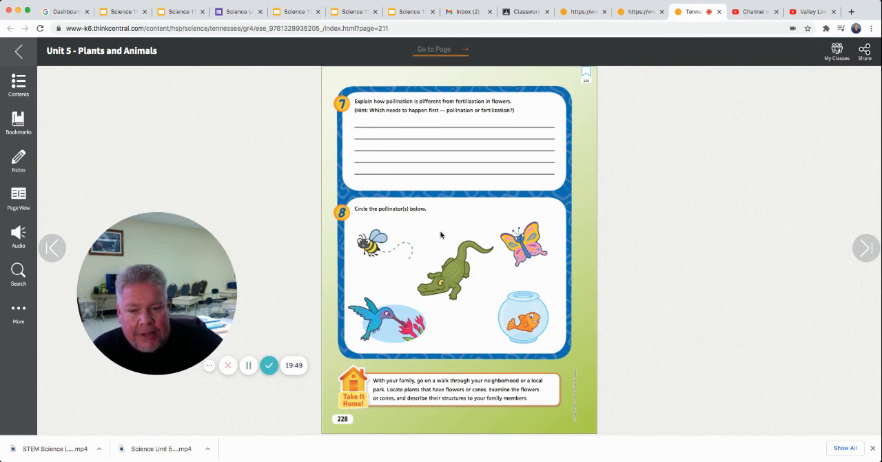Okay, circle the pollinators below. Yep, definitely a bee could pollinate. Definitely a hummingbird could pollinate. He's got his little beak in the flowers there. A butterfly does. Fish, not so much. Crocodile or alligator, not so much either.